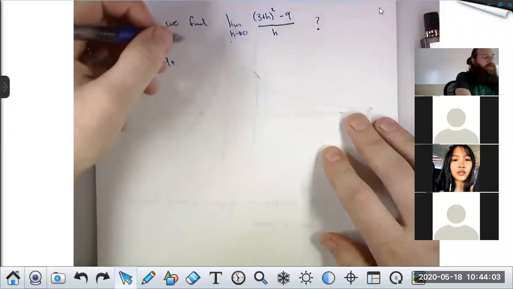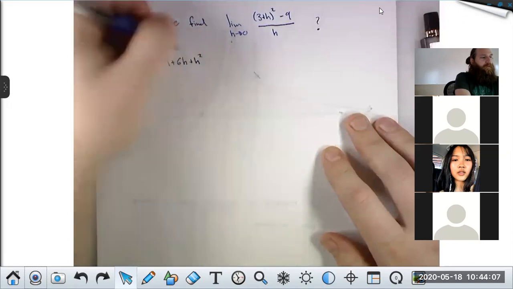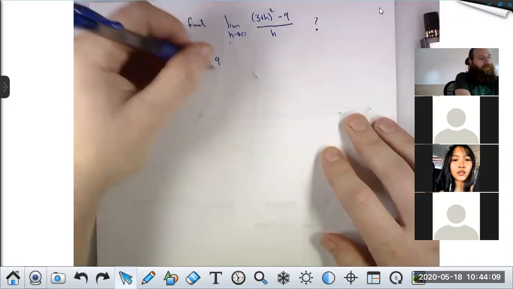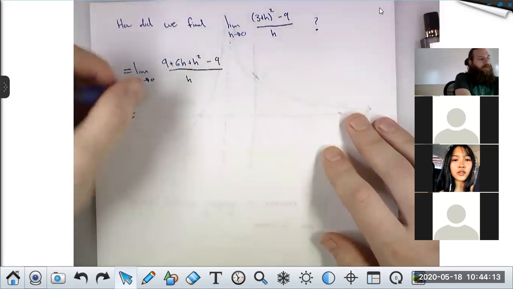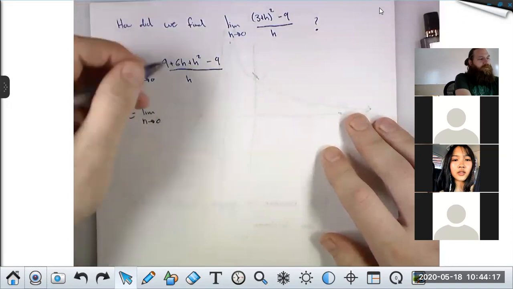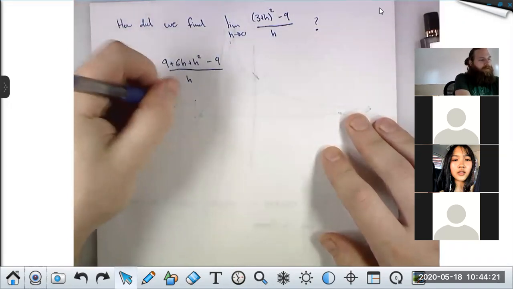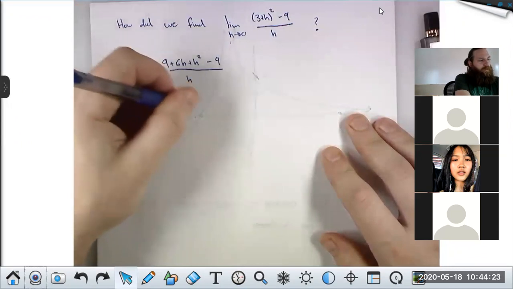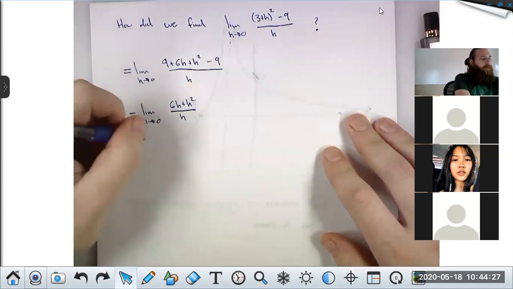If I FOIL out the (3 plus h) all squared, we get this. And then the 9s eat each other up. I've got a plus 9 here and a minus 9 here. So I had 6h plus h squared all over h. And then I could factor an h from the top and cancel it.